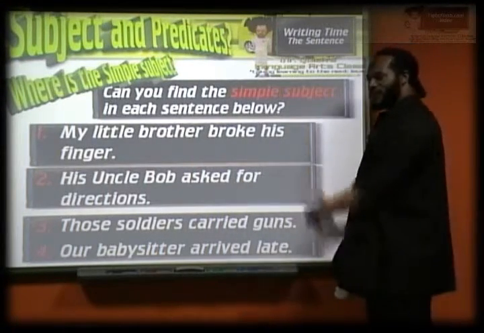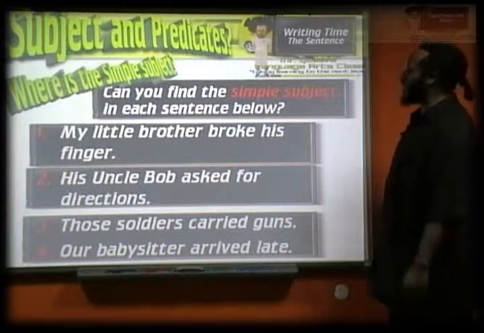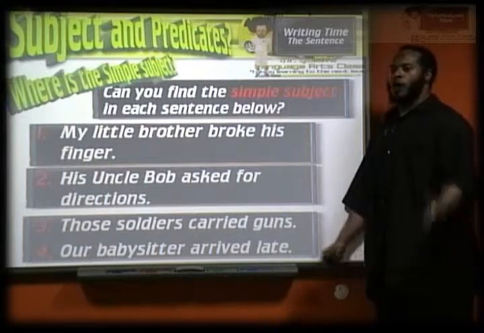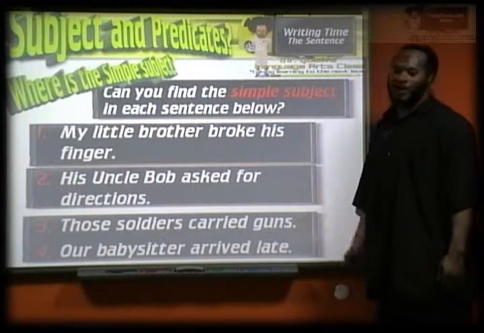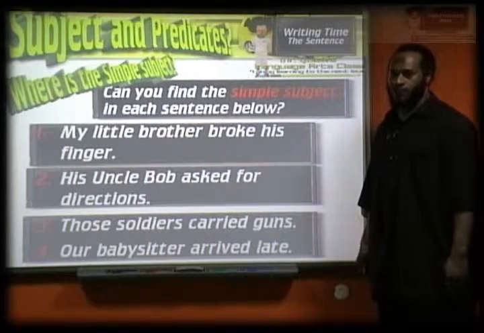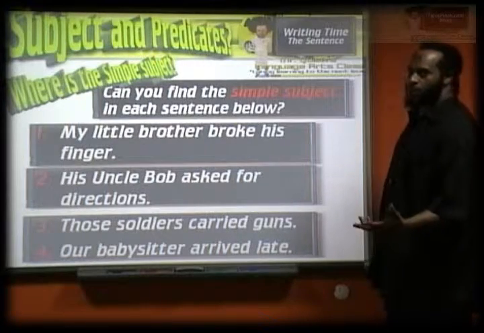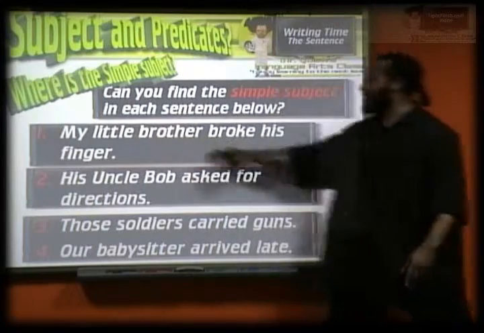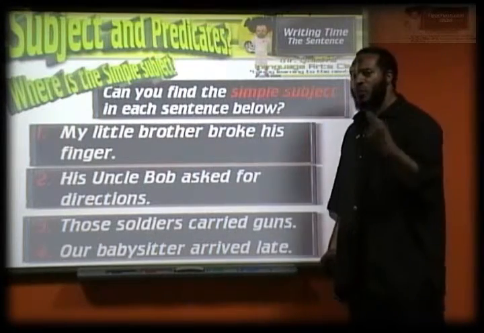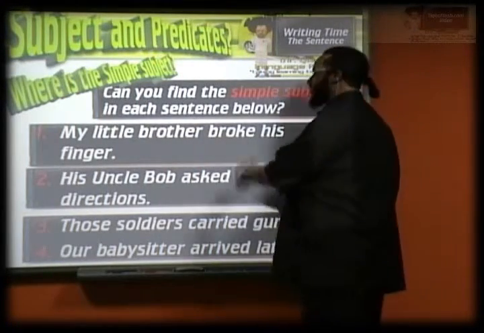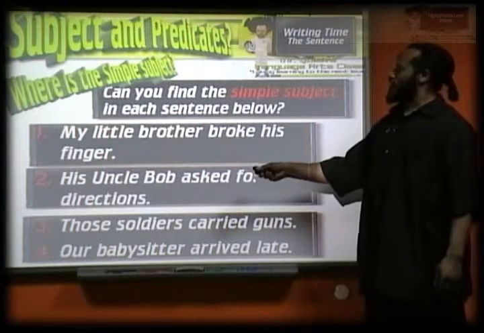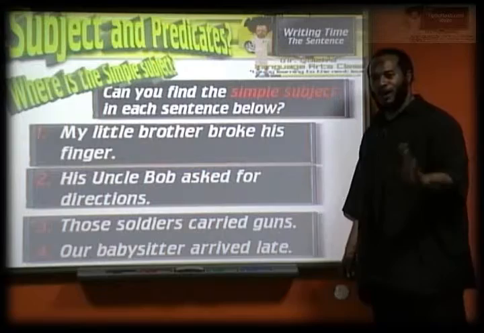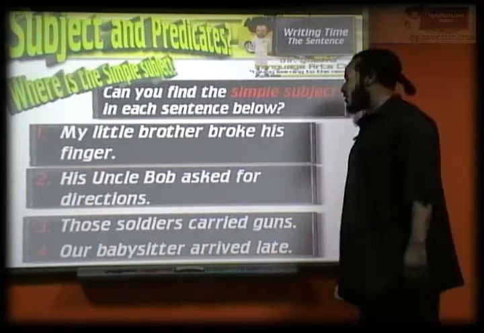Now that you have written the sentences down once again, let's try to find the simple subject in each of these sentences. Well, we already know that my little brother is the complete subject. Now we're trying to figure out which of these words you would consider the most important word in the complete subject. Would it be my, little, or brother? I'll let you think about that. You can underline it, circle it, whatever you're doing right now with your notes there.